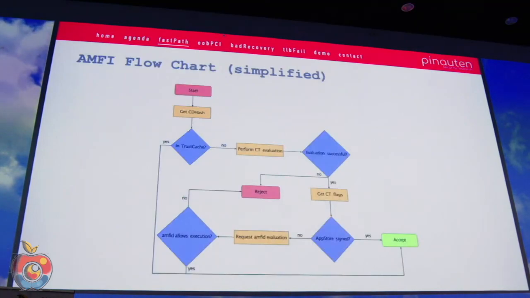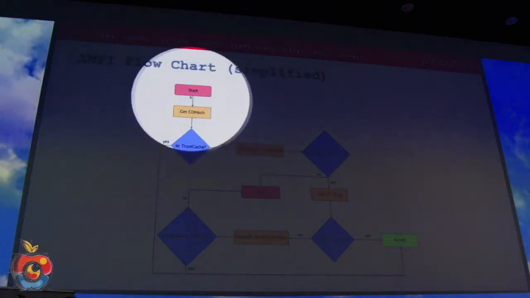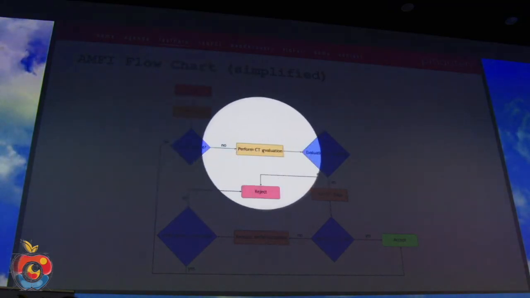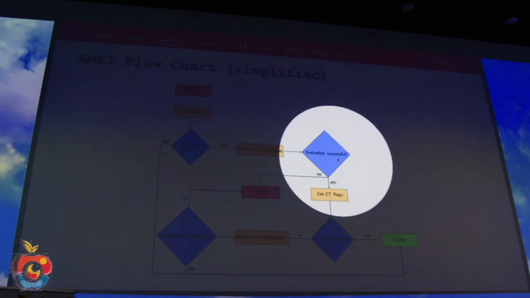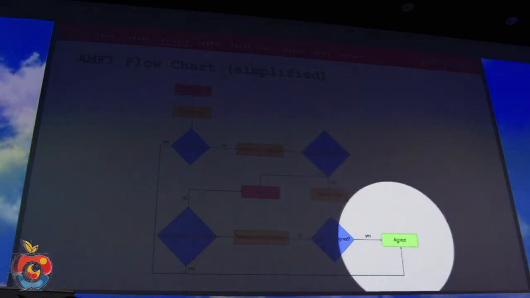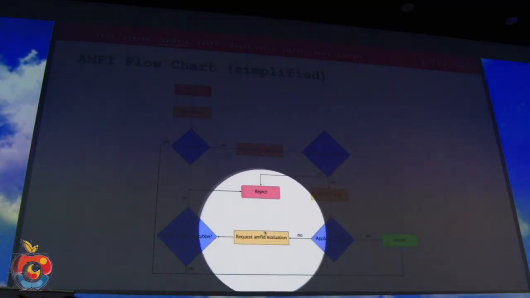Now, I have this small flowchart that shows how it works. Again, we first check the hash of the code directory in the binary. If it's in the trust cache, we will accept it. Otherwise, we will perform a CT validation and check whether validation succeeded. If not, we will reject it. Otherwise, we get the CoreTrust flags. And if it's App Store signed, we accept the code signature. Otherwise, we request MFID to do the validation.